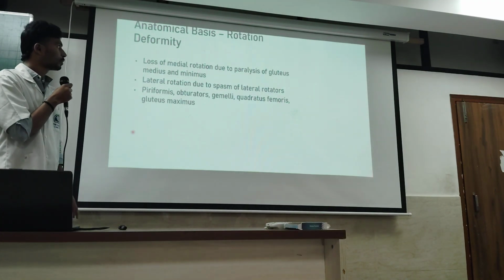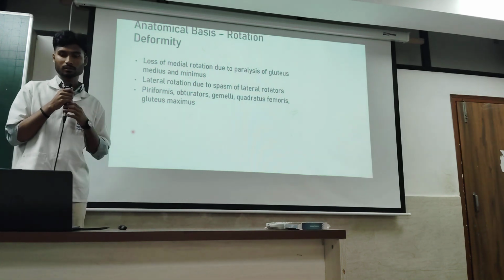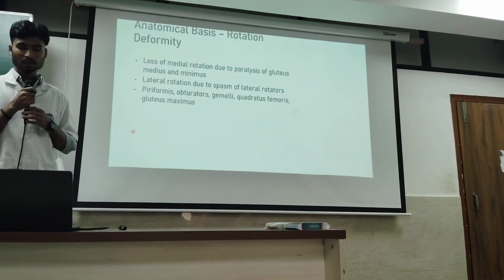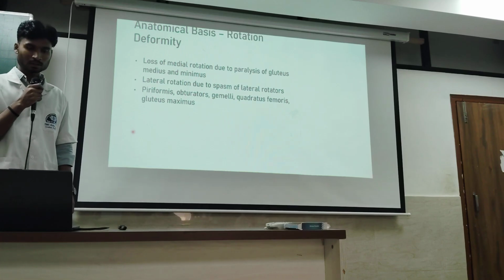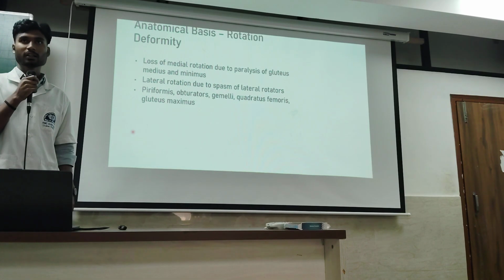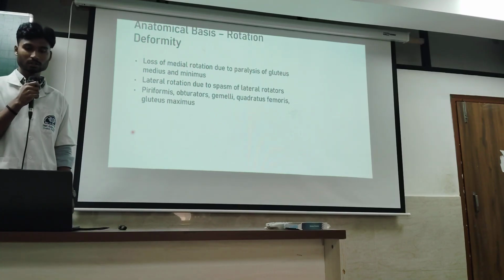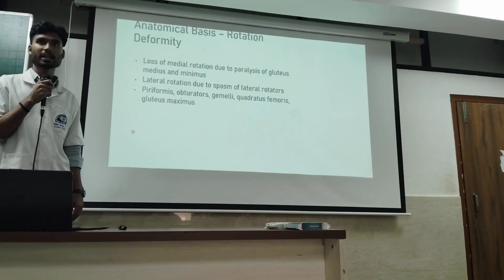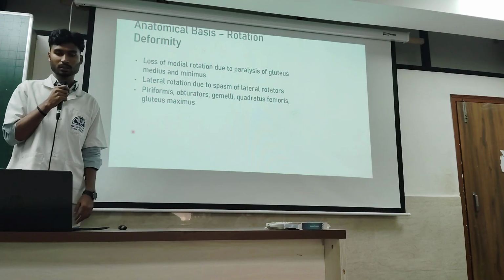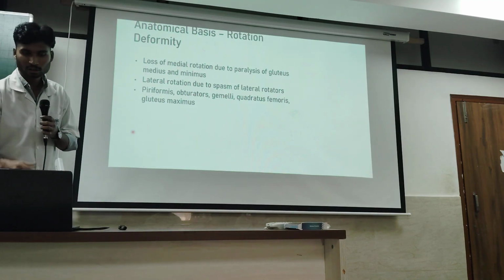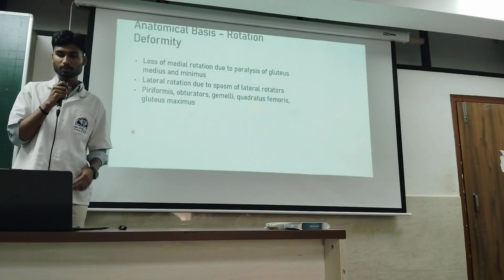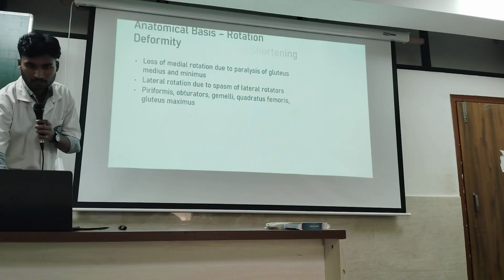Fracture leads to loss of medial rotation due to paralysis of gluteus medius and minimus, while the spasm of lateral rotator muscles causes external rotation of the limb. The lateral rotator muscles are piriformis, obturator, gemelli, quadratus femoris, and gluteus maximus.